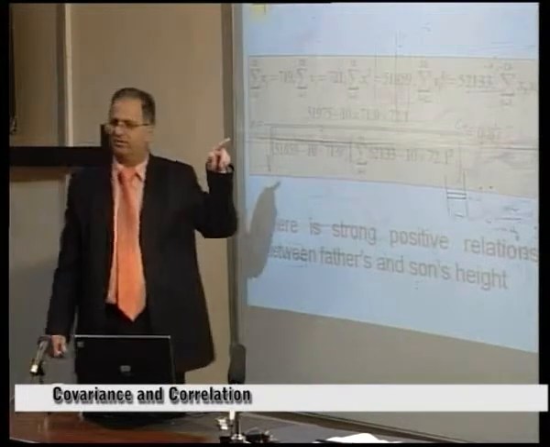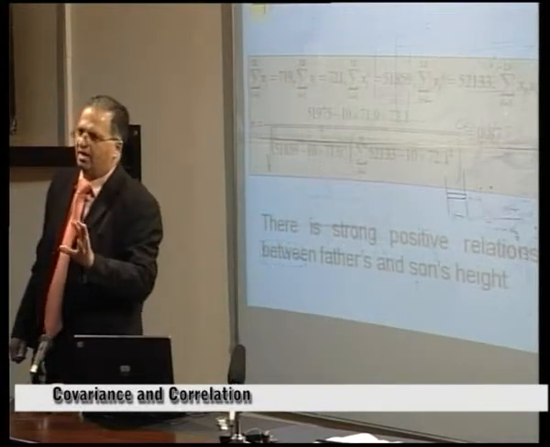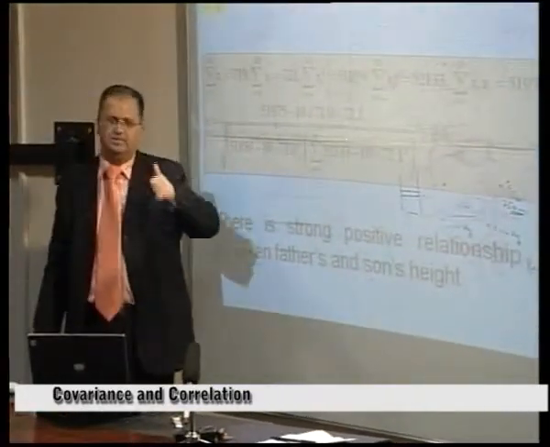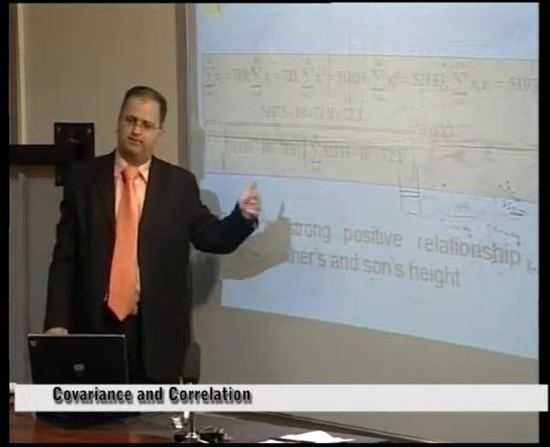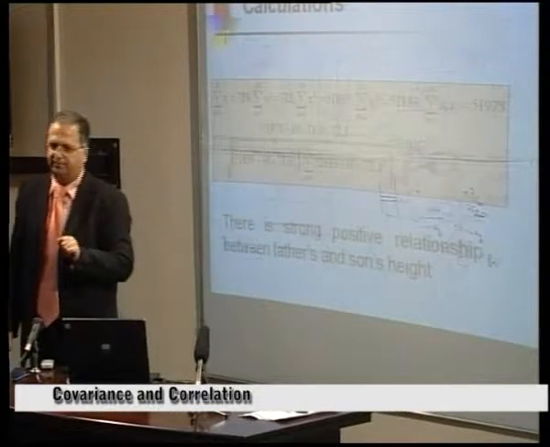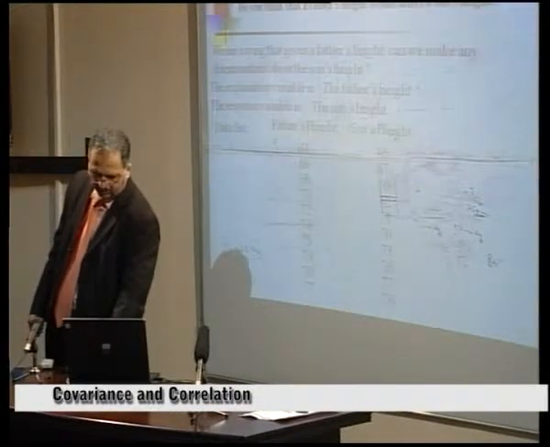Now, the sign is positive. That means there exists a positive relationship. And 0.87 is close to 1. That means there exists a strong positive relationship between father's and son's height. I think the calculation is straightforward.